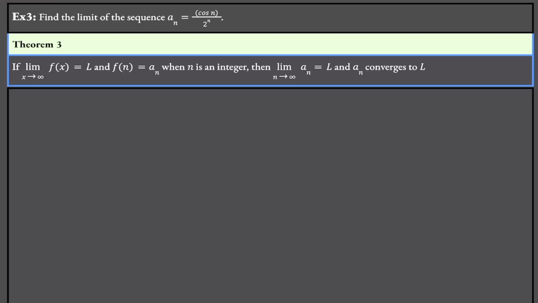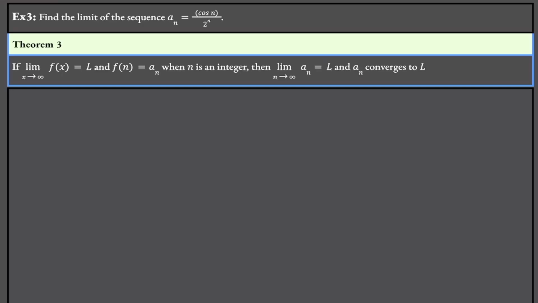For example 3, we're asked to find the limit of a sequence such that a sub n equals cosine of n divided by 2^n. In this case, we're going to use theorem 3. Theorem 3 says if the limit as x approaches infinity of f of x equals L and f of n equals a sub n when n is an integer, then the limit as n approaches infinity of a sub n equals L and a sub n converges to L. Basically, this theorem tells us we determine the limit of a sequence the same way we determine the limit at infinity of a function.